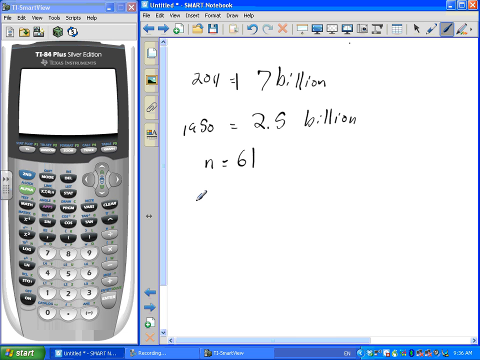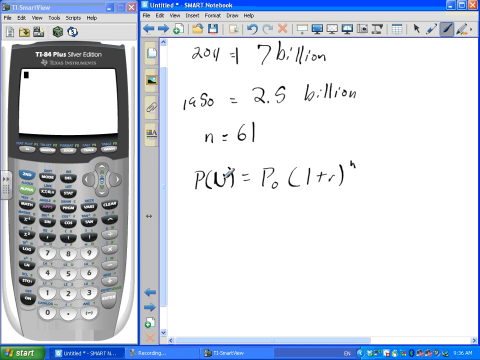So we're going to set up our formula. P at N equals P0 times 1 plus the growth rate, to the power of the number of periods. Now, P at N, we actually already have that. P at N is 7 billion. So 7 billion is equal to 2.5 billion, our initial population, working with very large numbers here, times 1 plus our growth rate, which we don't know. We're trying to find the growth rate between 1950 and 2011, but we do know there were 61 periods.